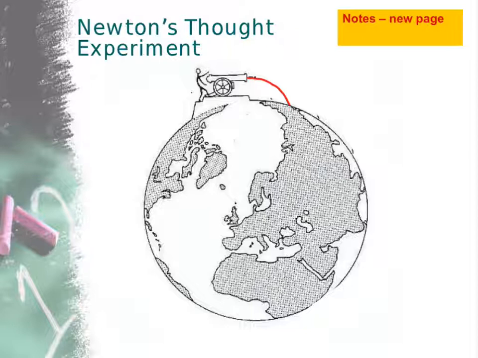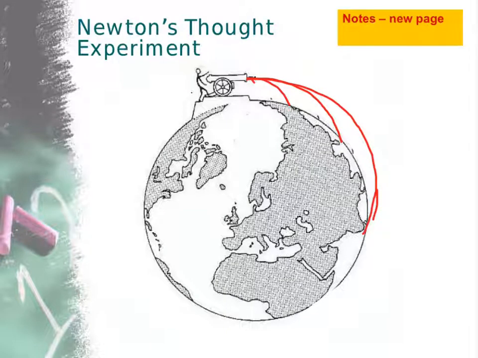And then he thought, well, if I fire it farther and farther, then the curvature of the Earth is going to start coming into account. I put a little more gunpowder in it, and it may do something like this. Well, that's kind of sloppy, but let's try that again. So it may do something like this, and it's eventually going to fall back and hit the Earth.